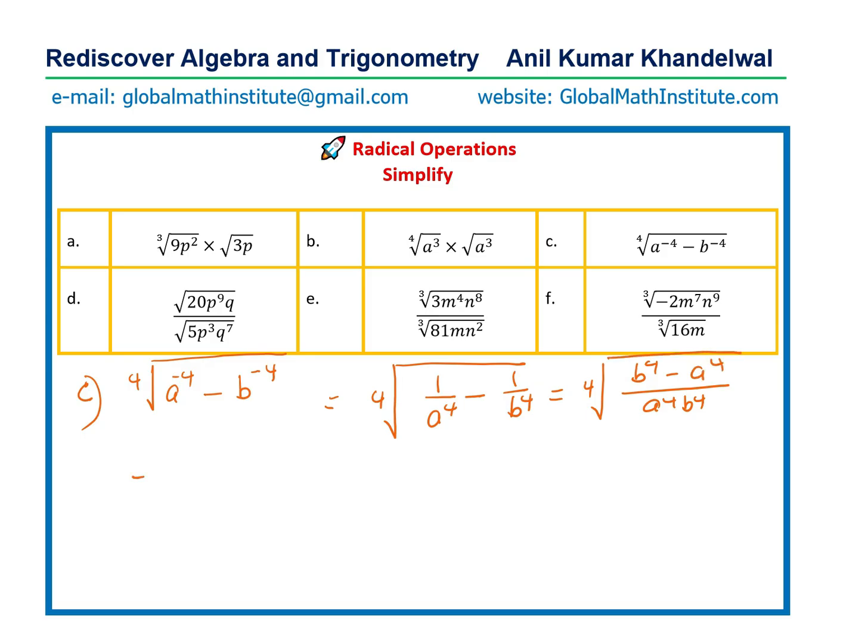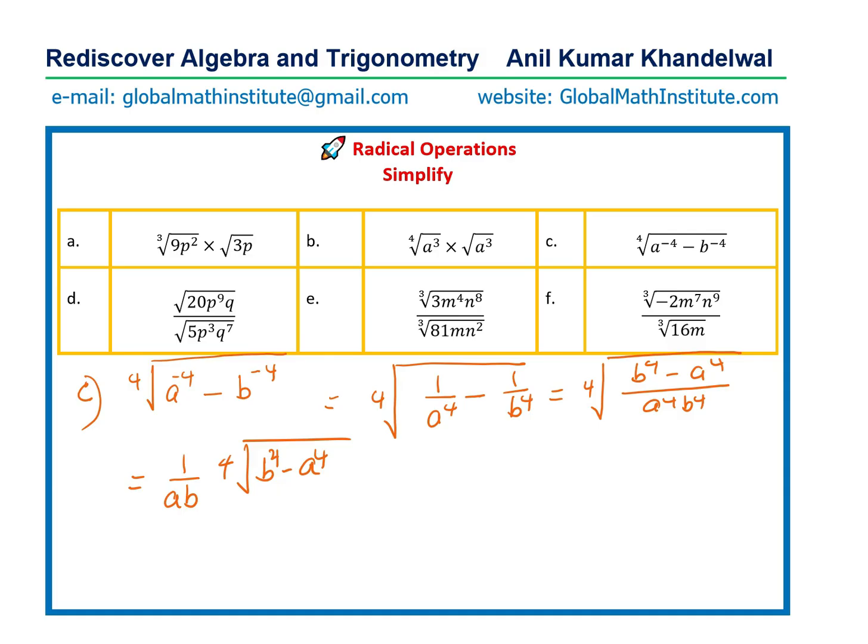So that gives you equivalent to 1 over ab and 4th root of b to the power of 4 minus a to the power of 4, right? So that becomes the answer for part C. So I hope that makes sense, right?